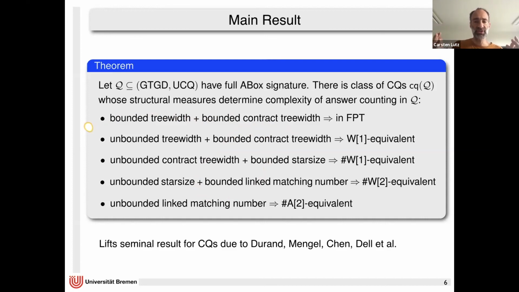We use a very nice result that has been developed over the last maybe 10 years or so in a series of papers, starting with Dalmau and Johnson, and then Durand and Mengel, then Chen and Mengel, and then Holger Dell and collaborators, that has resulted in an equivalent characterization for conjunctive queries and for unions of conjunctive queries. And we add ontologies, guarded TGDs, on top.